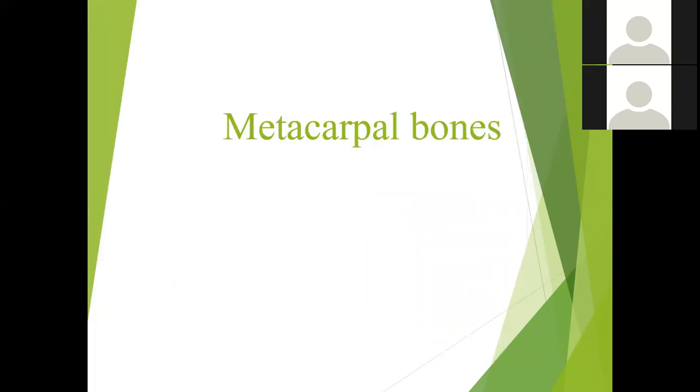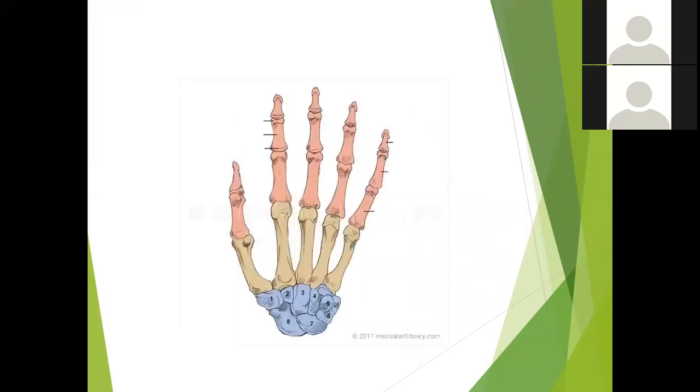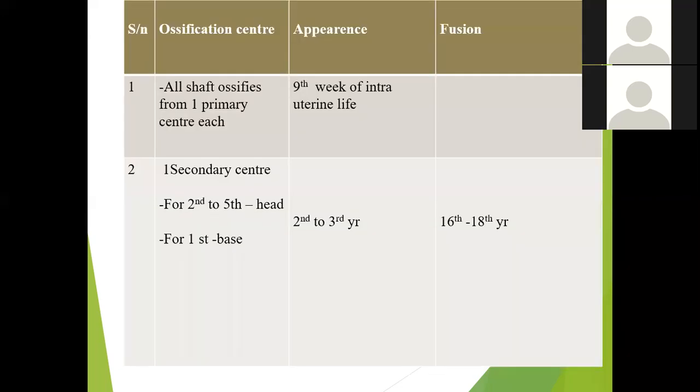So now we are coming to the metacarpal bones. We have 5 metacarpal bones. When you see the metacarpal bones, they are called miniature long bones. Okay, so this comes under miniature long bone, and you can see the base, a shaft, and a head. As it is a long bone, there will be a shaft in this bone. Next, we can talk about the ossification of the metacarpal bone.